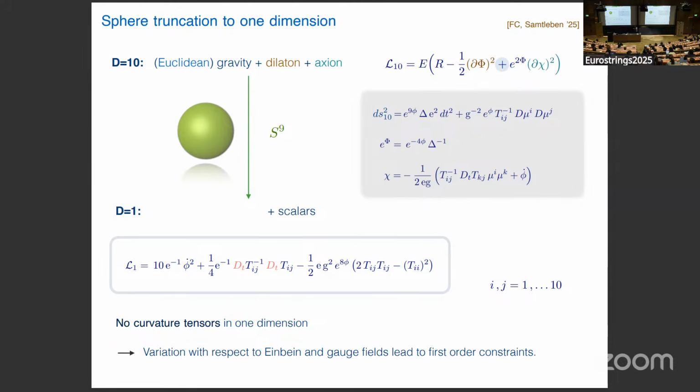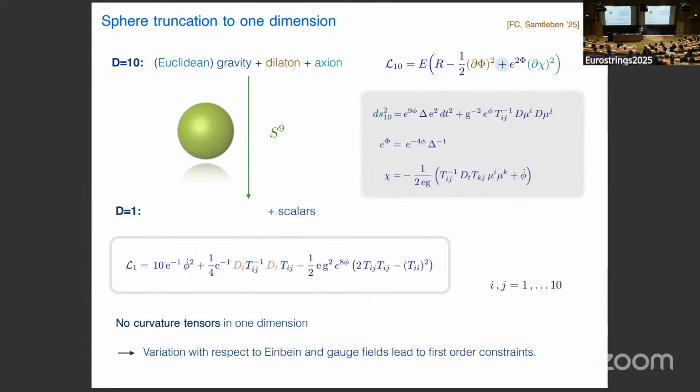And you also have an einbein e. So of course here, it's a bit naive to precise this, but there is no curvature tensor. You're in one dimension, so that's why you don't see any Ricci scalar. That's also why you don't see any curvature for the SO(10) gauge fields. So the only place where they appear is inside these covariant derivatives D_t here. Yeah. So the variation with respect to this einbein and these gauge fields actually just lead to first-order constraints on this system. So you can call it supergravity in the sense that it describes the lowest fluctuations of a gravitational theory in 10 dimensions.